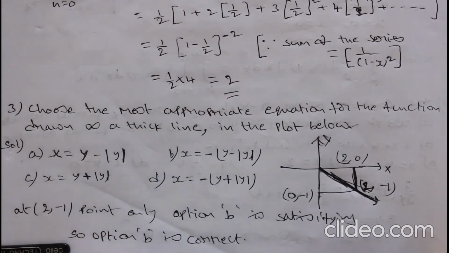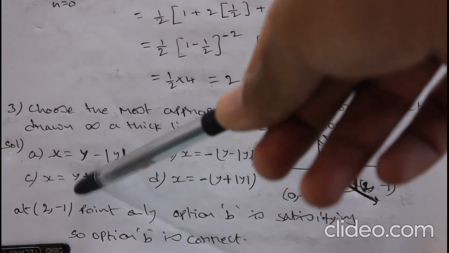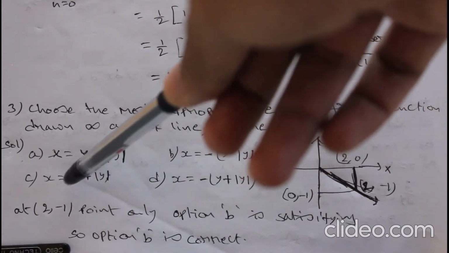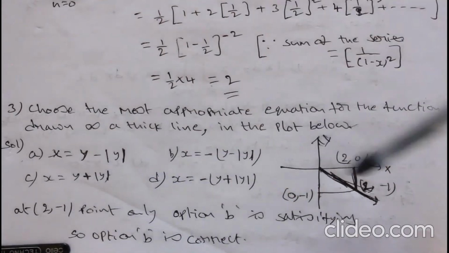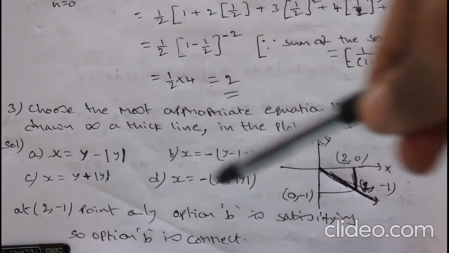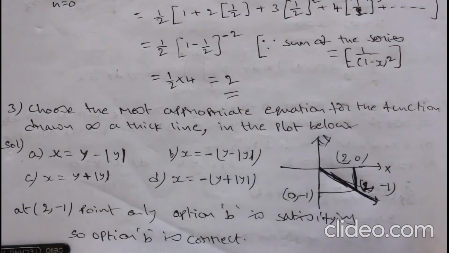Just look at options C and D, just for verification purposes. Okay. Minus 1 plus modulus of minus 1 is nothing but 1. So minus 1 plus 1, so 0. But x is equal to 2, so it is not satisfying. And here option C is given, but a minus sign is given, so minus 0. So option D is also not correct. So option B is correct.